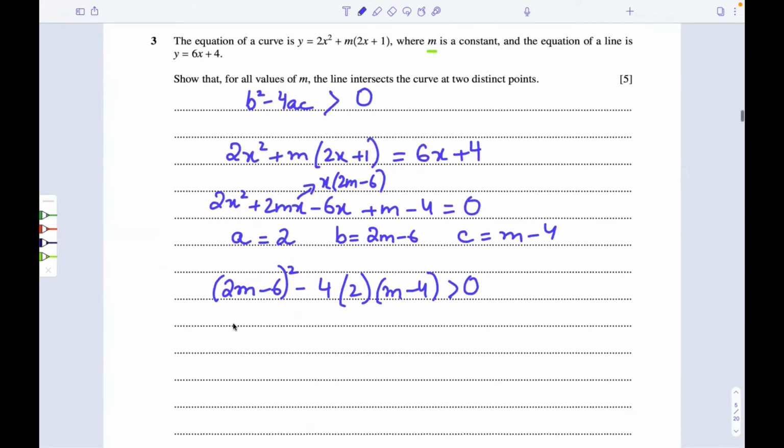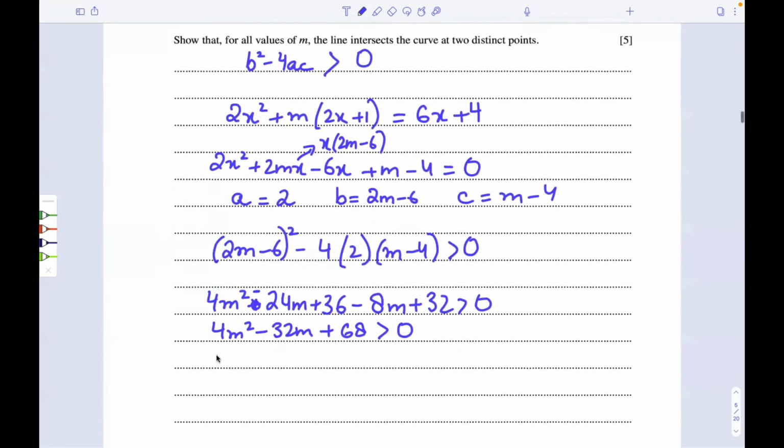than 0. So expanding this, we get 4m squared plus 36 minus 24m, minus 8m plus 32, which is 8 times 4. Simplifying, we get 4m squared minus 32m plus 32 plus 36, which will become 68, is greater than 0. Simplifying, we can divide the whole equation by 4. We get m squared minus 8m plus 17 is greater than 0.